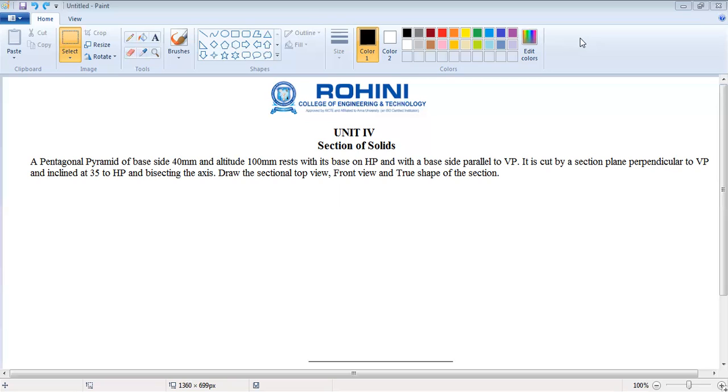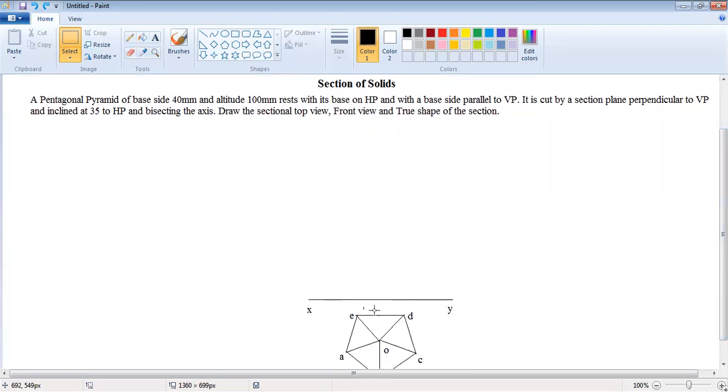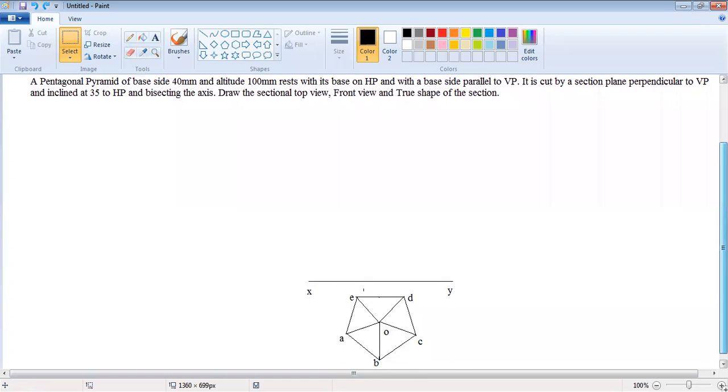So the problem is given as a pentagonal pyramid. Side is 40 mm and axis length is 100 mm. The resting position is the base resting on HP with a base side parallel to VP. I have already drawn the position with the base side parallel to VP. ED is the base side parallel to VP.